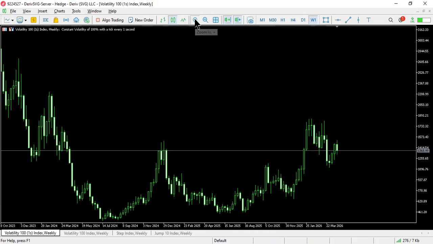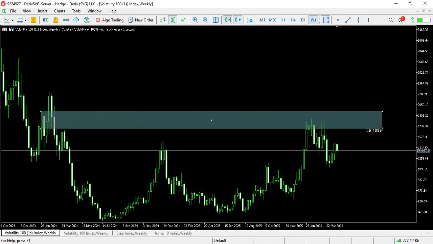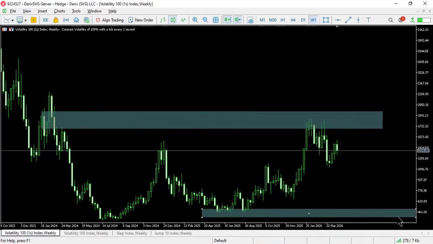So if we are to zoom out, we can see price is reacting from this supply zone. And then down here, we have our demand zone. Therefore, from the weekly time frame, the bias is very clear.